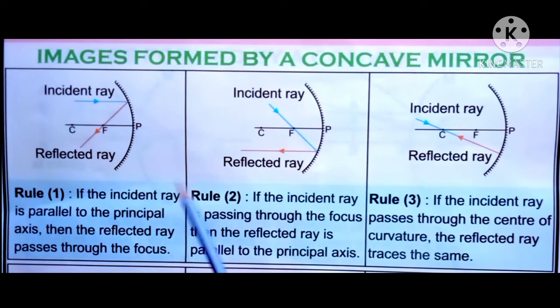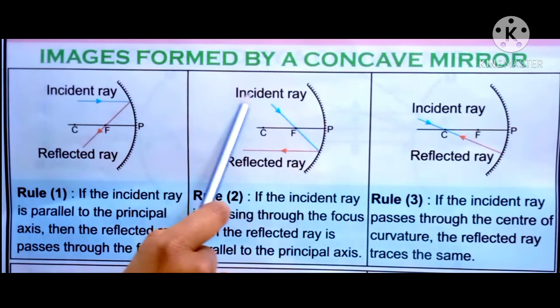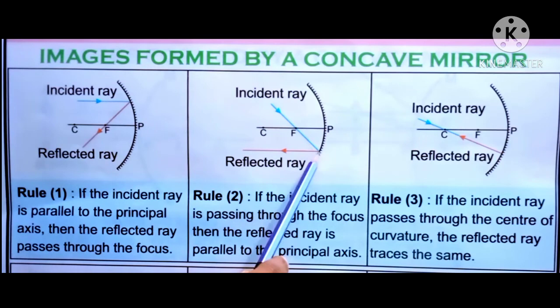Now the second rule is, if the incident ray is passing through the focus, then the reflected ray is parallel to the principal axis. What does it mean? Again, suppose this is a concave mirror. This black color line is the principal axis, and this incident ray is passing through the focus F. Then after reflection, it is parallel to the principal axis.